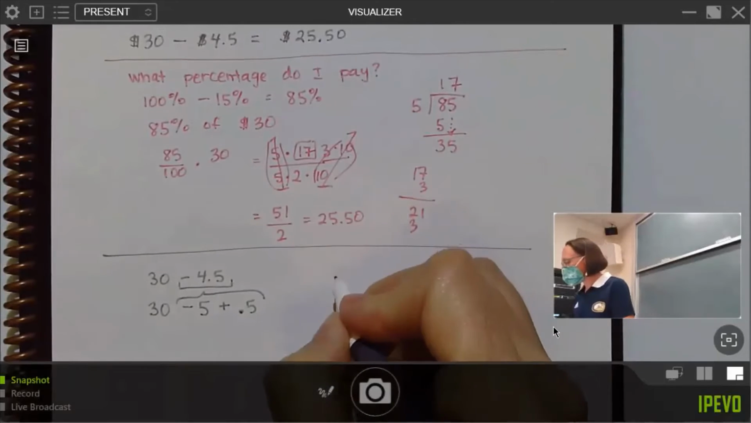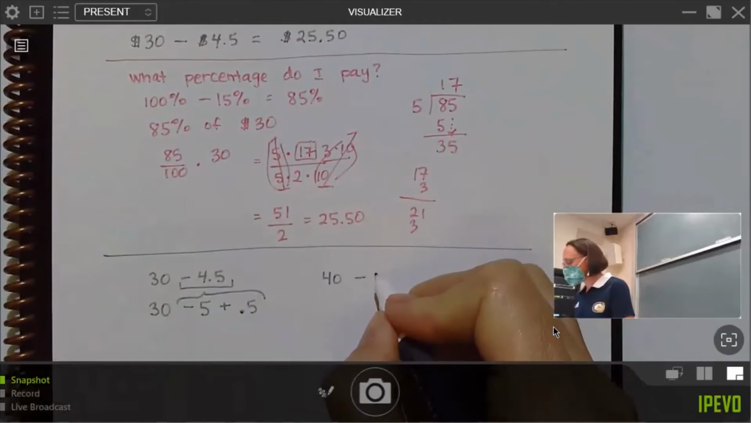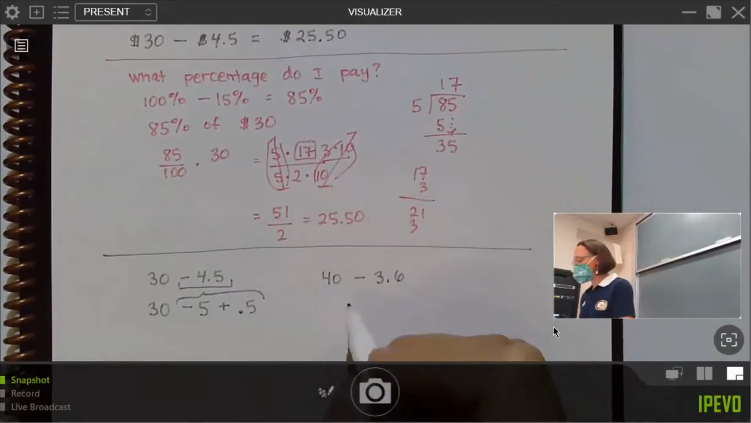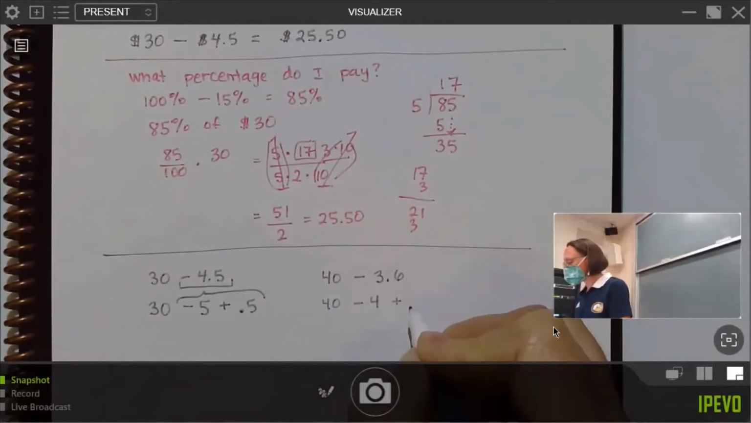So if I had 40 minus 3.6, I look at that 3.6 and I think about that as 40 minus 4 plus 0.4.